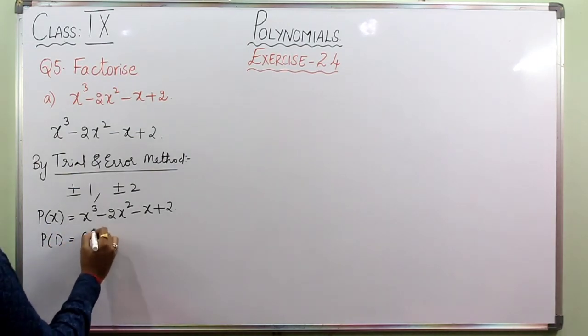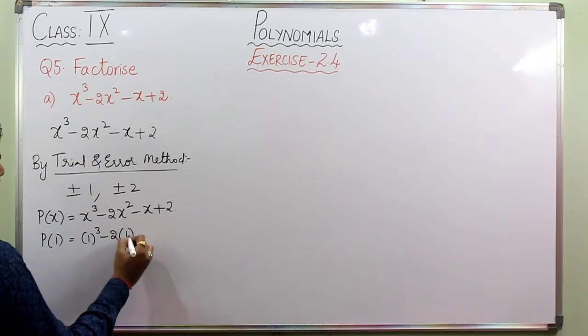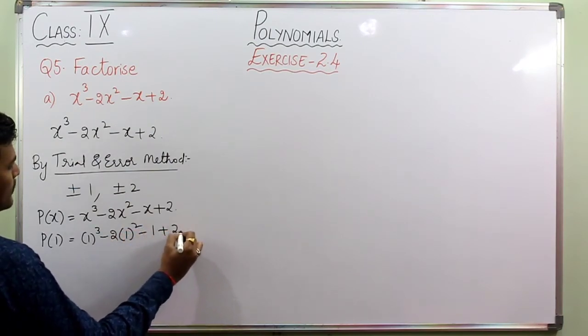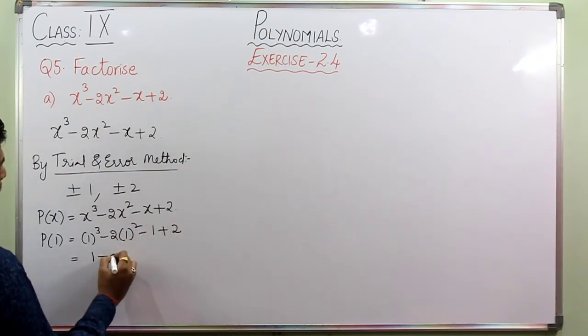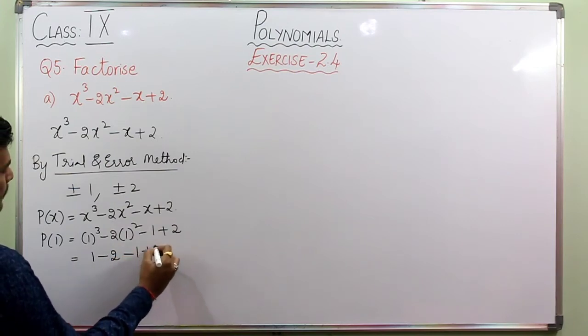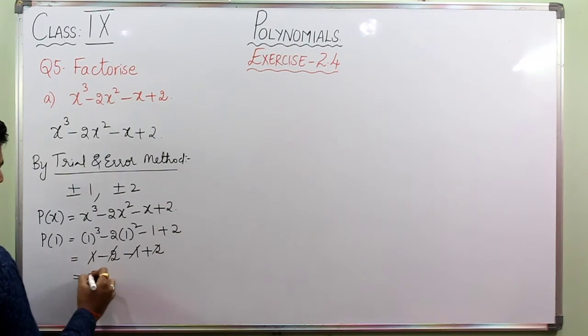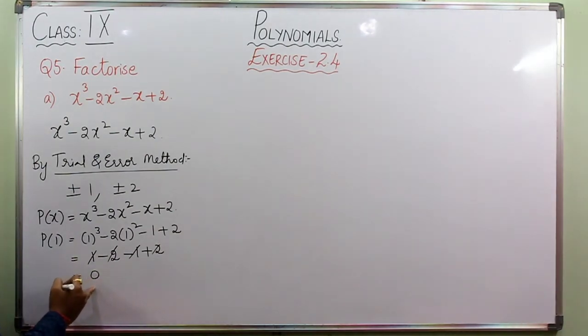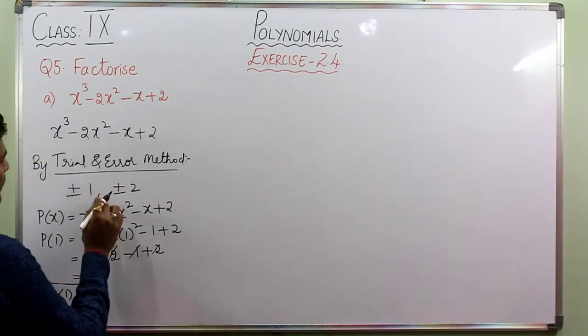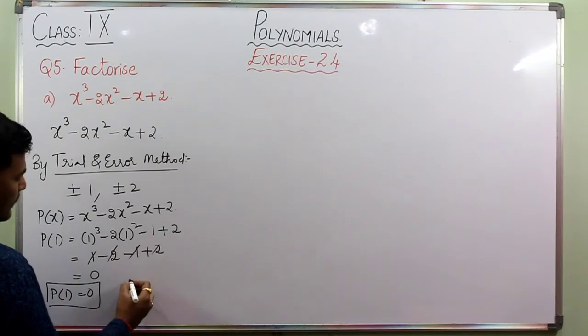So 1 cube minus 2 into 1 square minus 1 plus 2. So this will become 1 minus 2 minus 1 plus 2. Plus 1 minus 1 plus 2 minus 2 gets cancelled. So therefore the remainder has become 0, that is p of 1 is equal to 0, which is a factor, right? So by substituting 1, I got it as a factor, right?